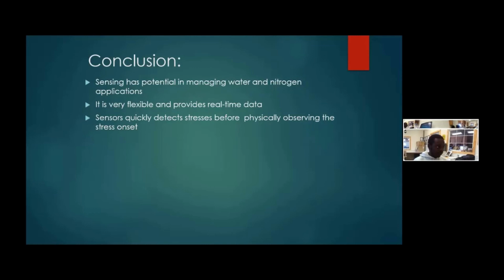nitrogen application across the farms and also in this competition. It's also a very flexible method of detecting plant water and nitrogen stress. And the good thing is it provides you real-time data that can allow you to make quick decisions on whether to apply water or nitrogen. And lastly, these sensors actually help you to quickly detect stress before you see it with your eyes. Thank you.